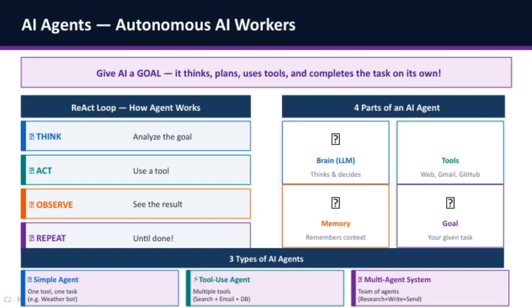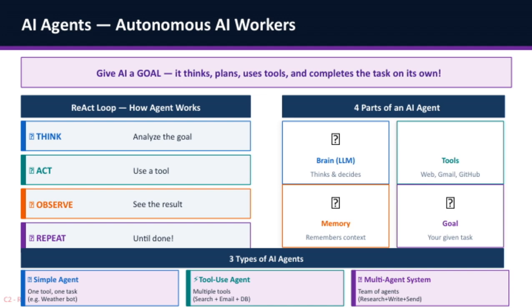Let's take a closer look at the team of agents in action. These agents are designed to research, write, and send, working together seamlessly as a multi-agent system. Think of it as a coordinated team using multiple tools like search engines, email, and databases to accomplish complex tasks efficiently. Within this system, we also have specialized tool use agents. These are more focused. They use just one tool to complete a specific task, like a weather bot that provides weather updates. Then, there are simple agents, which are straightforward and perform a single function without much complexity.